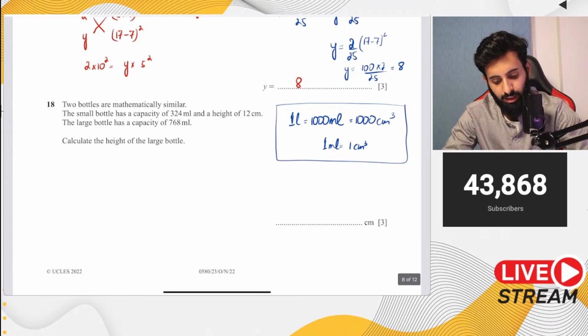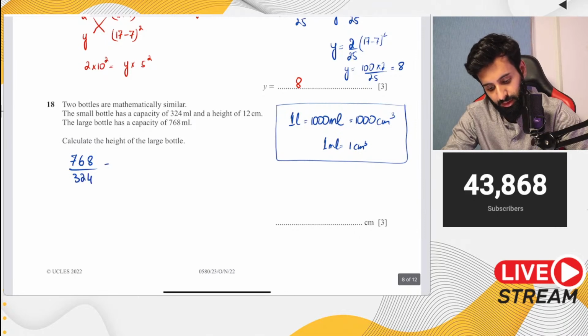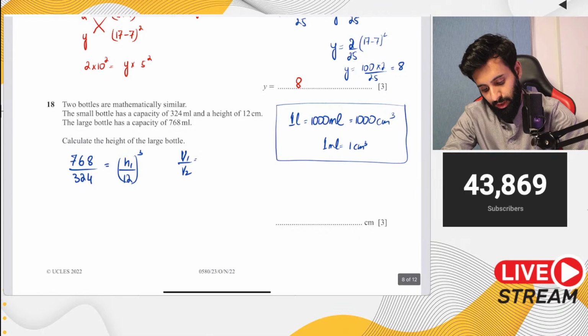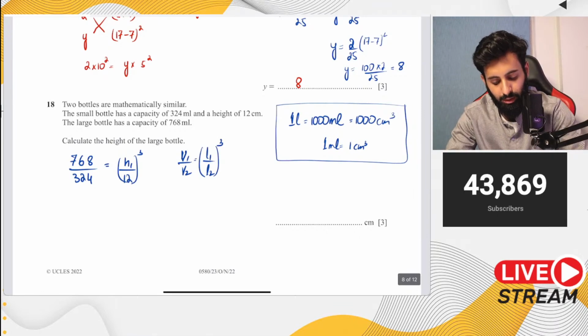Again, one conversion that you guys need to know before the exam. Then it says two bottles are mathematically similar. The small bottle has a capacity of 324 and height 12. The large bottle has a capacity of 768 ml. Calculate the height of the larger bottle. Let's say we take the larger one in the numerator. So 768 upon 324 equals h1 over h2, which is 12, the whole thing cubed. Remember, the formula that I'm using is v1 upon v2 equals L1 upon L2, the whole thing cubed.